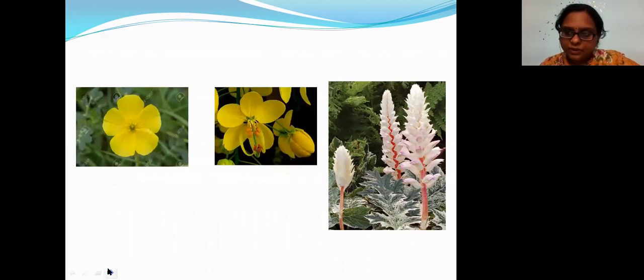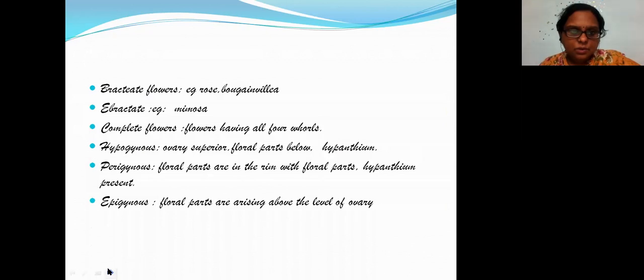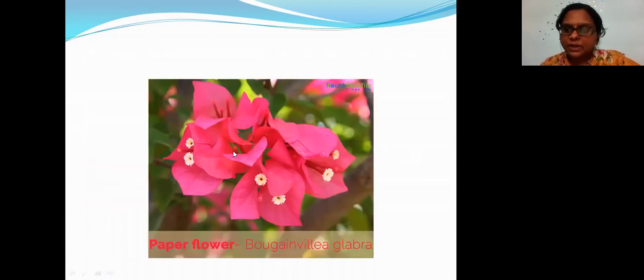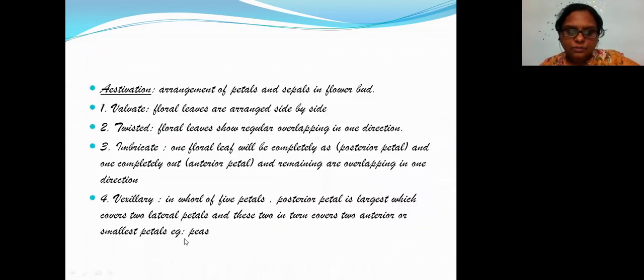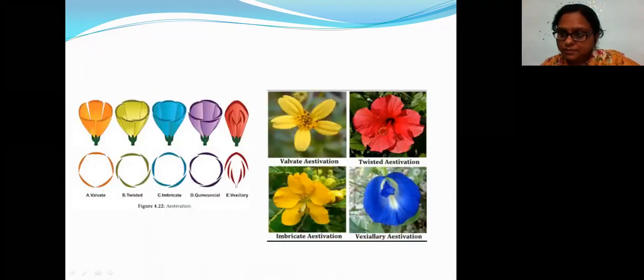flowers. So this is bougainvillea. I was talking about bougainvillea, right? This is bougainvillea, you know, right? The paper flower. Then you can see you have the gamosepalous, polysepalous. Aestivations, aestivations. This is there in your textbook.